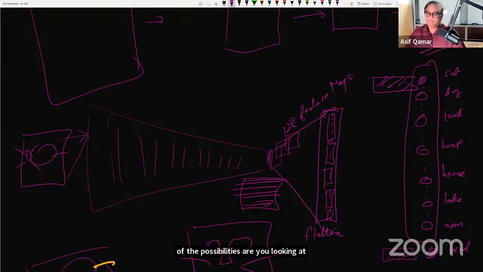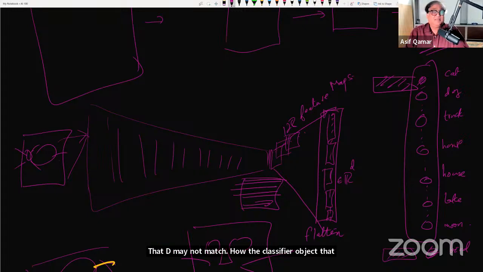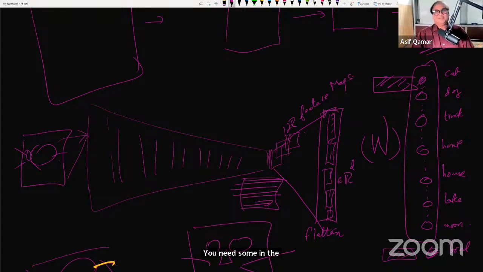So now what happens is you realize that this may belong to a dimensional space D, which may be different from 1,000. Guys, does this make sense? You create features, you flatten the features, you'll end up with a vector in some D-dimensional space, and that D may not match the classifier you're looking at. Common sense? And so what do you need in between? At the very minimum, you need a transformation matrix to align the dimensions, to project it into that number of dimensions before you feed it into the softmax.